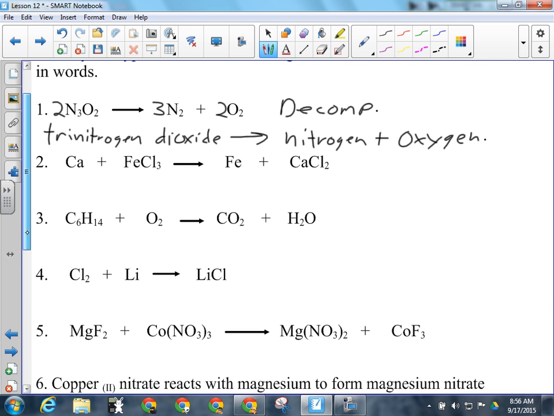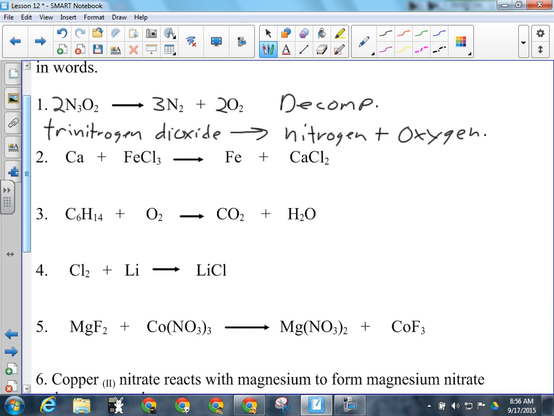For number 2, I've got calcium, which is a metal and an element by itself, reacting with iron 3 chloride. How do I know it's iron 3? Because the chlorine is a 3. So if I'm writing this out, I got calcium plus iron, Roman numeral 3 chloride. And remember, I got that Roman numeral by doing this. Chlorine's a -1, so there's 3 negatives. That means this iron's got to be 3 positive.